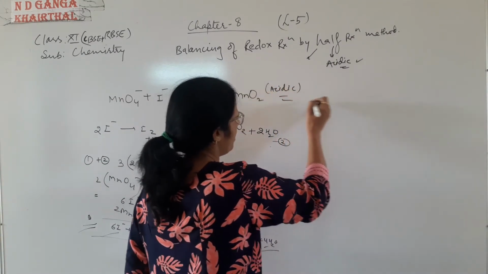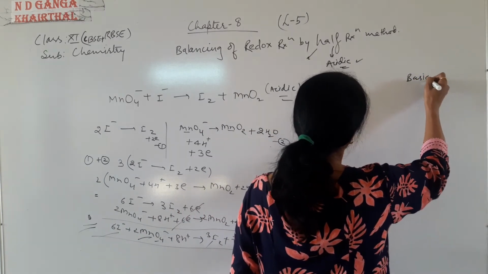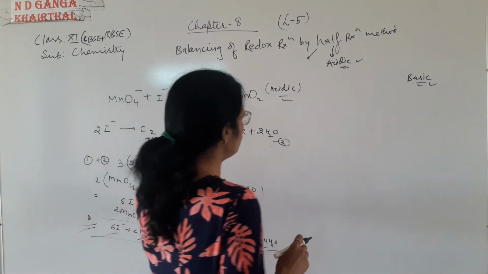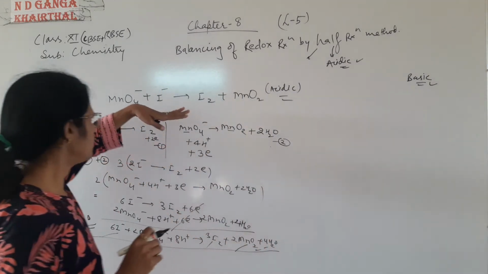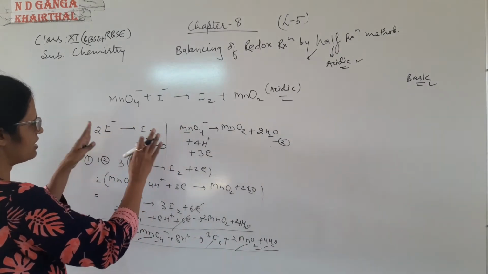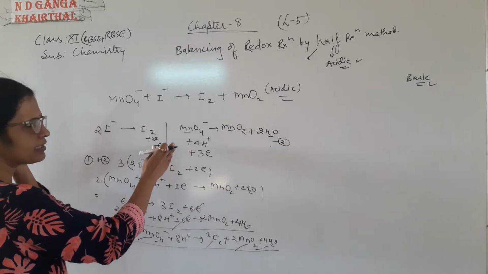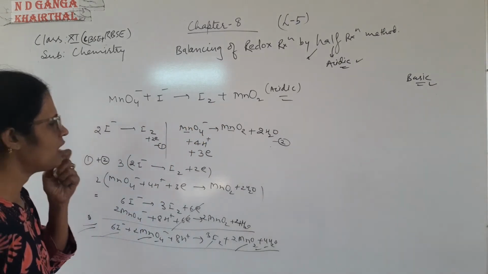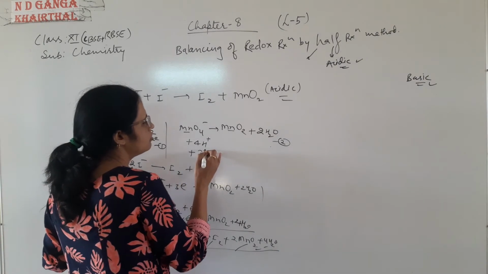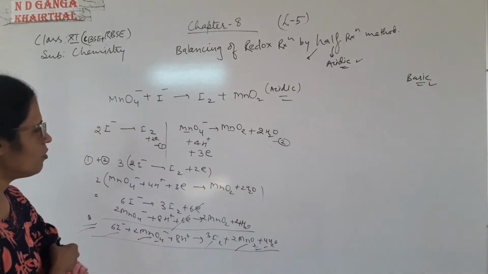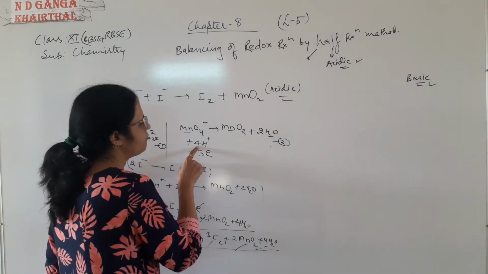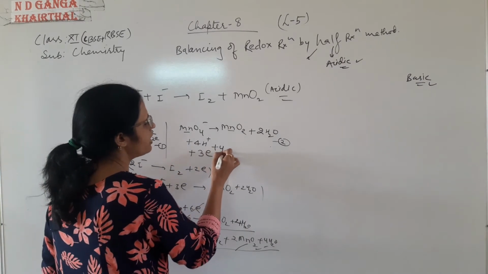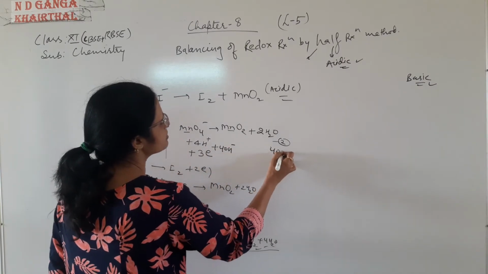But if we have to balance this reaction in a basic medium, what do we have to do? First we will separate both reactions, then we balance in a similar way as in acidic medium. But what we will do is add the same number of OH minus ions on both sides. If we have 4 H plus ions here, we will add 4 OH minus ions on both sides.